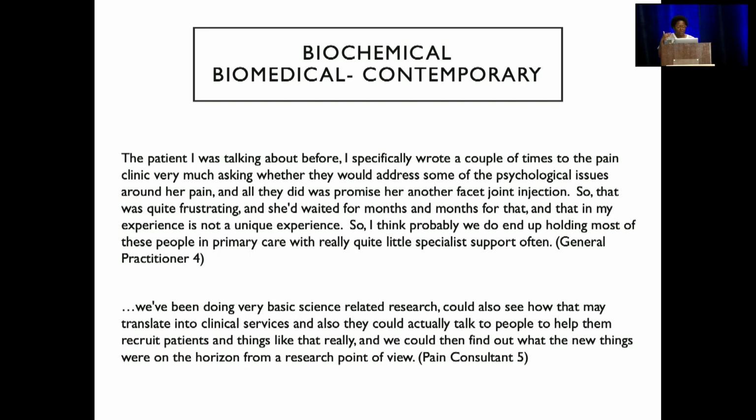For this, I will use the quote on the top. Again, this is another general practitioner talking about a patient: "The patient I was talking about before, I specifically wrote a couple of times to the pain clinic, very much asking whether they would address some of the psychological issues around her pain. And all they did was promise her another facet joint injection. That was quite frustrating, and she'd been waiting for months and months for that. That, in my experience, is not a unique experience." So in this piece of data, we're seeing ontological conflict, where someone is sending a referral on, hoping for one outcome, and receiving something entirely different.